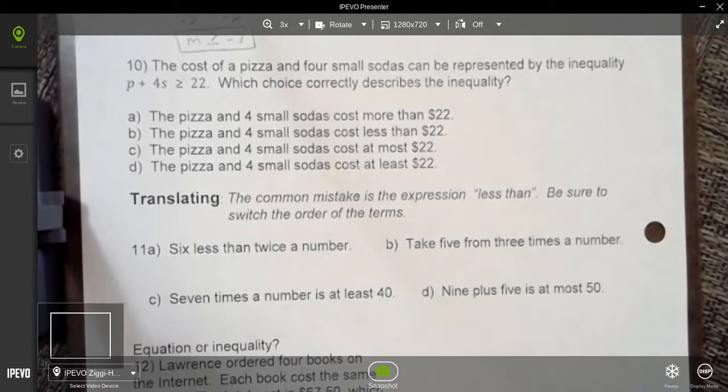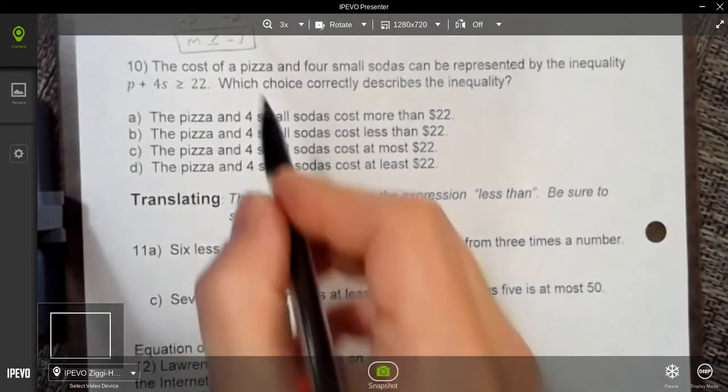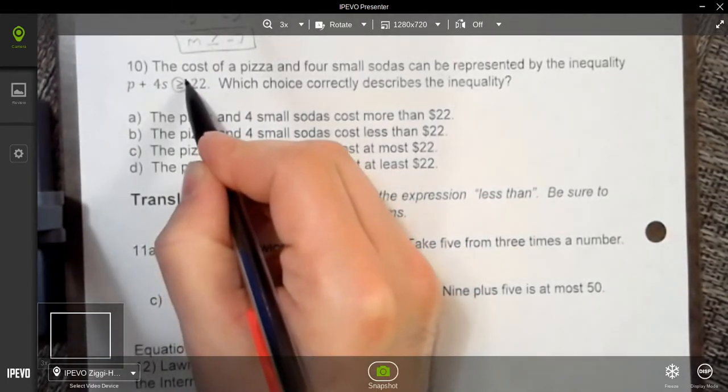Looking at an inequality word problem here, I'm going to try to translate this into some words and figure out what it represents. The cost of a pizza and 4 small sodas can be represented by the inequality p plus 4s is greater than or equal to 22. Which choice correctly describes the inequality? And we really need to focus on that inequality symbol right there.